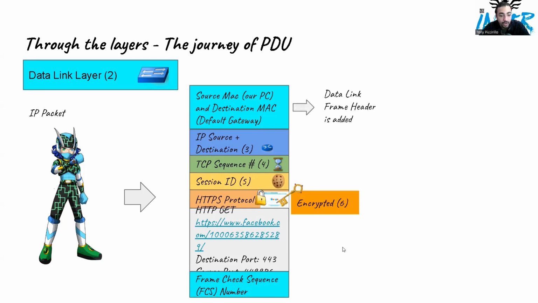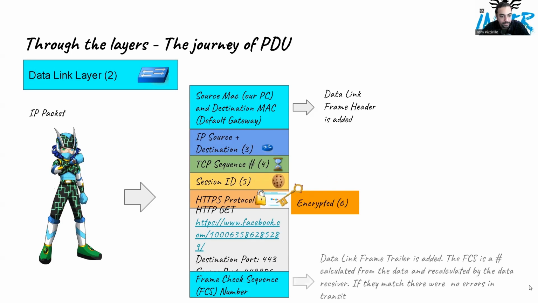The data link frame header adds the source MAC address, which is our laptop, and the destination MAC address, which is the default gateway, to our IP packet. At the bottom of our IP packet, a footer or trailer has been added. In the trailer is a frame check sequence number, or FCS number. This FCS is used to check for errors in the data. The number is calculated based on the data, and then recalculated when the receiver gets the data. So if the numbers match, then the data is good.